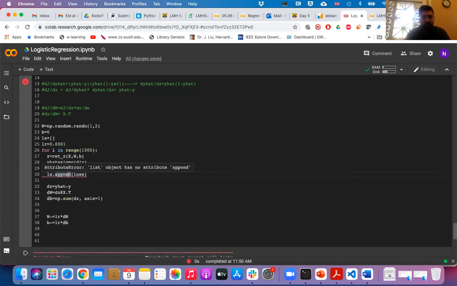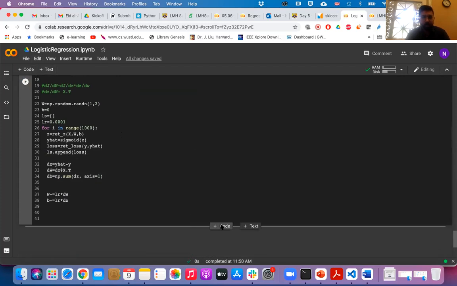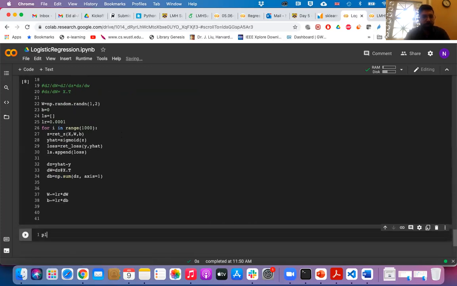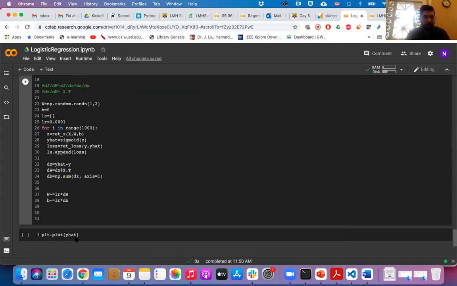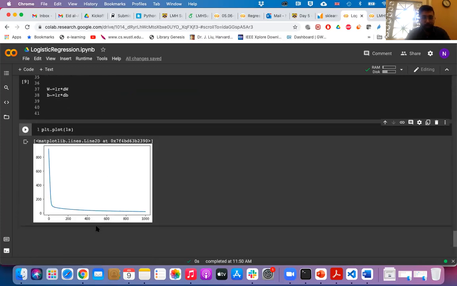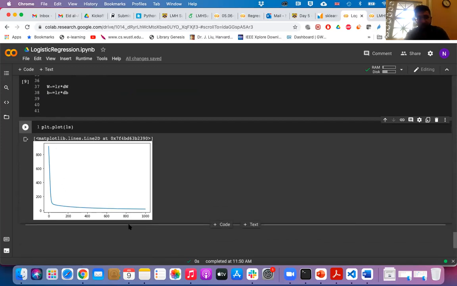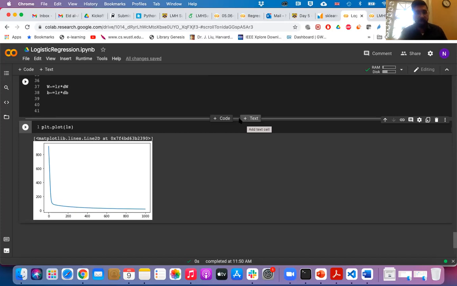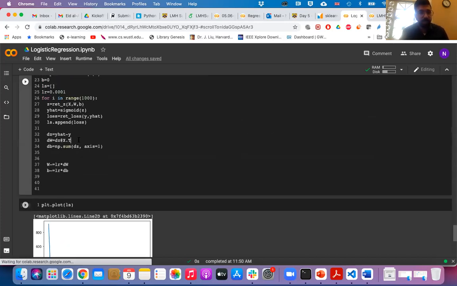Okay, there is a spelling problem here. Okay, it seems to work fine. Let's just plot the loss. Okay, so the loss is decreasing, which is a good sign. It means that it's learning something. Let me just go back for a second to the notes and explain how I get these two expressions, and then we can come back and do some additional things there.